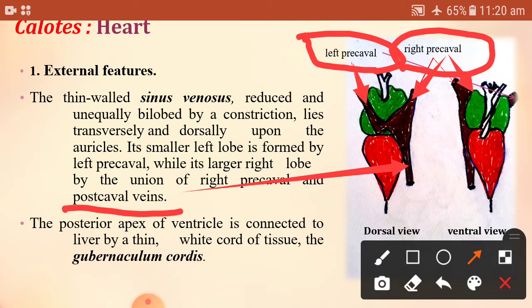The two precaval veins and one postcaval vein combine with each other and form a structure, and that structure is called the sinus venosus, which is a triangular structure. This sinus venosus has two lobes, left lobe and right lobe. Comparatively, the left lobe is smaller, made by only the left precaval vein, and the right lobe is larger and made by the right precaval and postcaval veins.